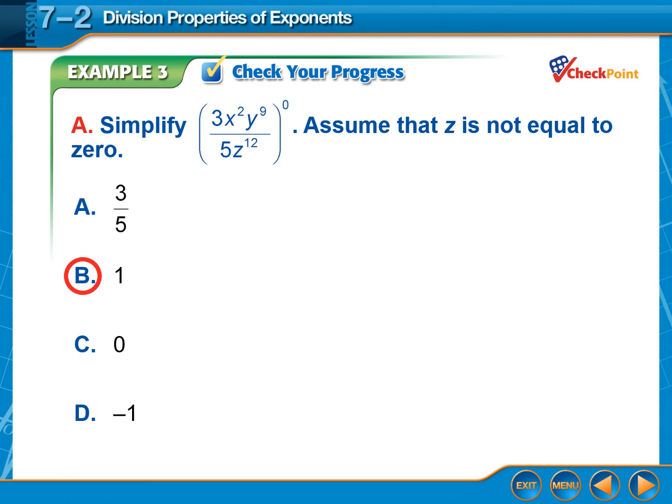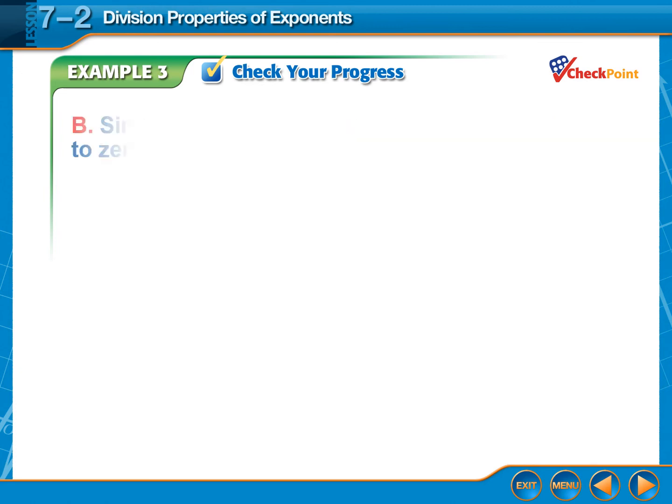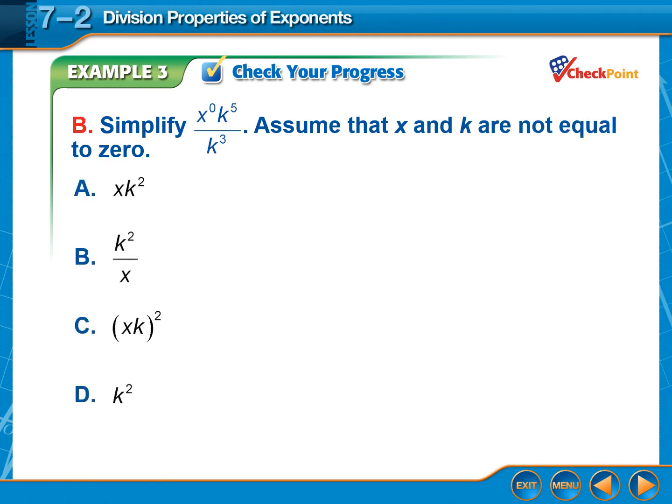And this is like that first example that we did, right? This entire thing here, 3x squared y to the 9th over 5z to the 12th. Well, the entire thing is raised to the power of 0. So the entire thing just simplifies to 1. All right, so try this one.